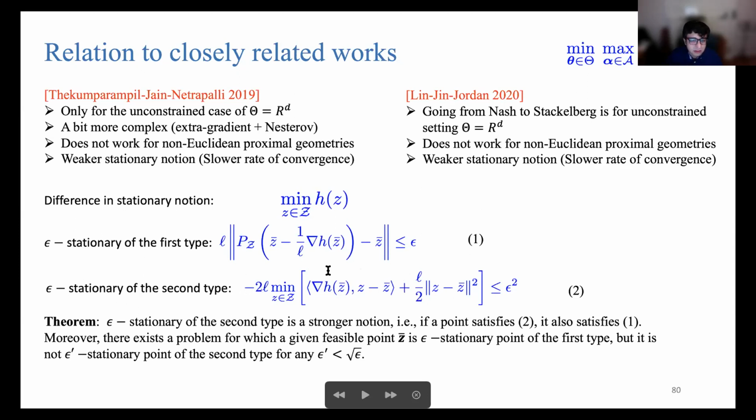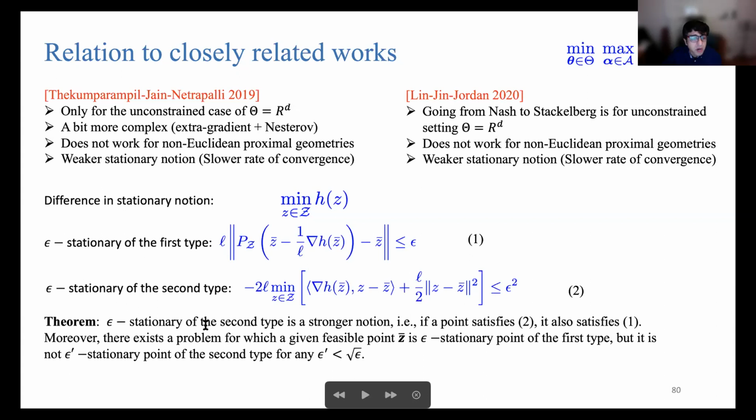Both of these they have used a lot in the previous works, which we call the epsilon stationary of the second type. But what we showed is that this stationary notion, the second type, is stronger than the notion of the first type. In particular, if a point satisfies 2, then it also satisfies 1. So any point that satisfies the second notion is also a stationary point of the first notion. But it's actually a strictly stronger notion.